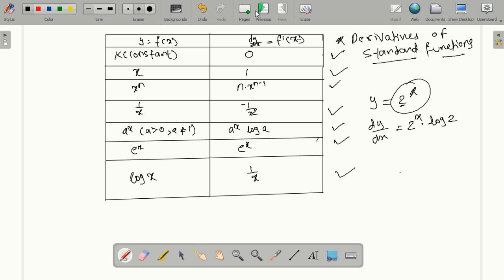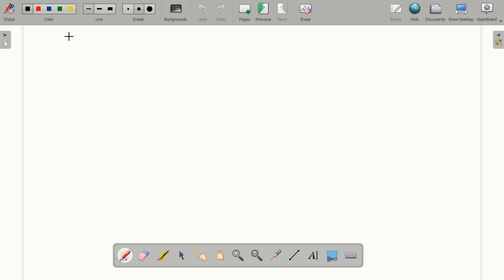Okay, let's move to the new page, because we are going to see a few rules of differentiation. So I'm going to write rules of differentiation.